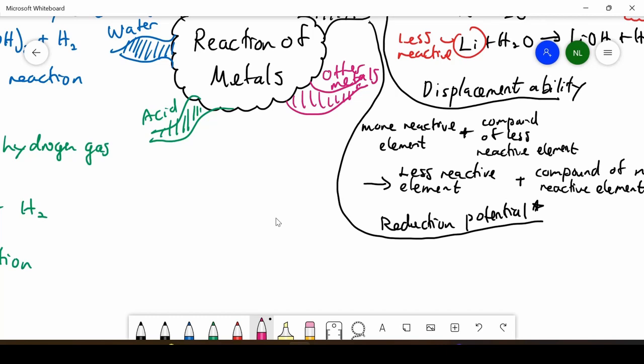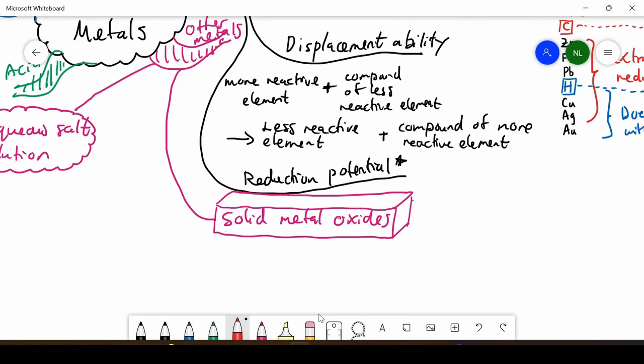The reactions of metals with metal compounds in the form of aqueous salt solution, and also the reaction of metals with metal compounds in the form of solid metal oxide. In both types of reaction, the more reactive metal will displace the less reactive metal from the compound of the less reactive metal. The less reactive metal will then be displaced as a pure element, whereas the more reactive metal will become the new compound.